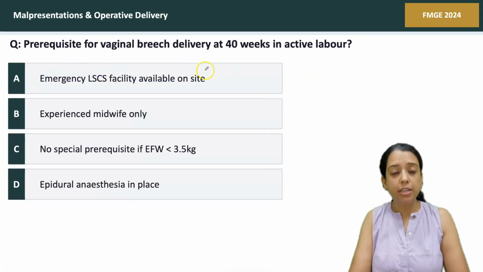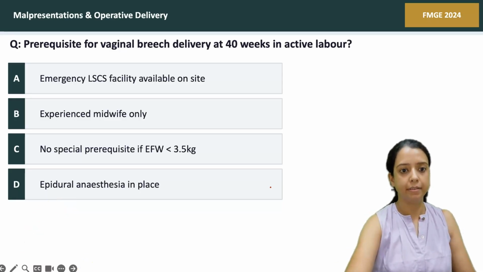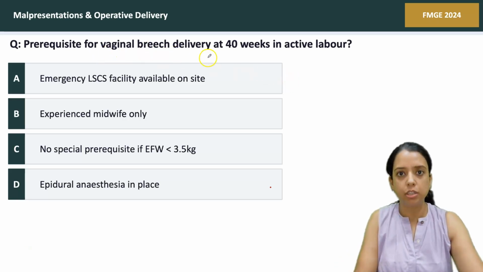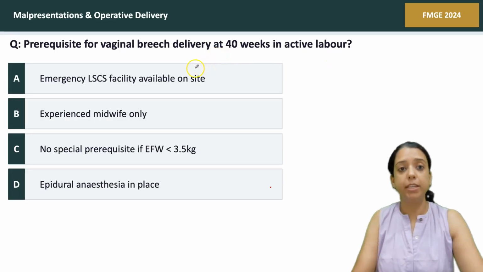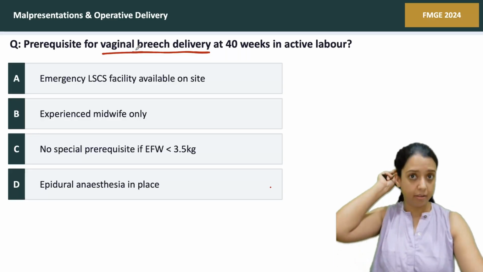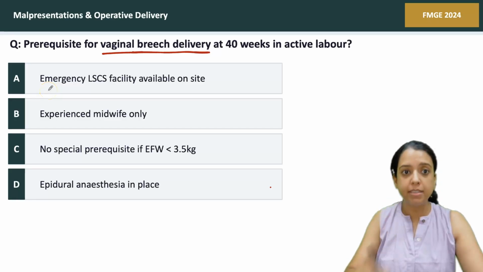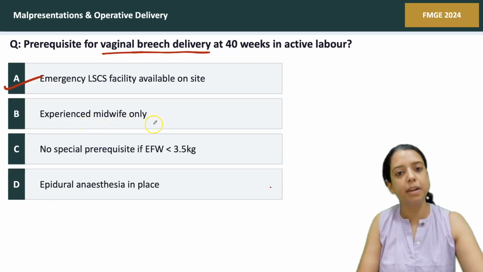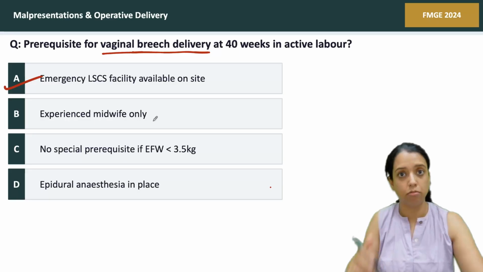Prerequisite for vaginal breech delivery at 40 weeks in active labor. Achha, now not on VBAC, it is a vaginal breech. Now you are trying to deliver a breech baby vaginally. What all should be in place? What all do you have to check? In that place, emergency LSCS facility should be available. Experienced midwife only? No. You need an experienced anesthetist and pediatrician also.